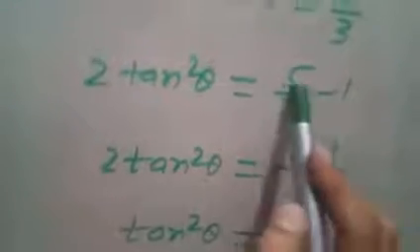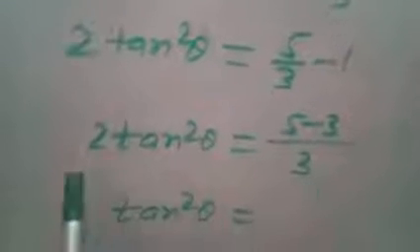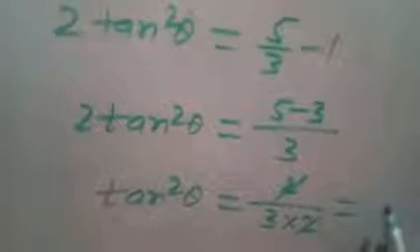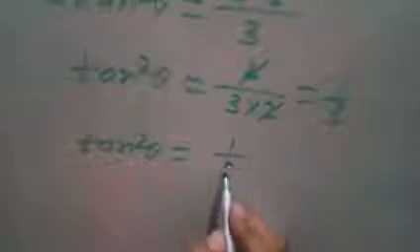So 2 tan square theta is equal to 5 by 3, here plus 1, on the other side of the equal sign it becomes minus 1. So 3 ones are 3, 5 minus 3 by 3. Now 2 is multiplying, so on this side it divides. So here is 3, this side 2, and 5 minus 3 is 2. Now 2 cancels out, so that is 1 by 3. Now tan square theta can be written as 1 by root 3 whole square. So tan square theta equals tan square pi by 6. So theta is equal to n pi plus minus pi by 6. This is the required solution.